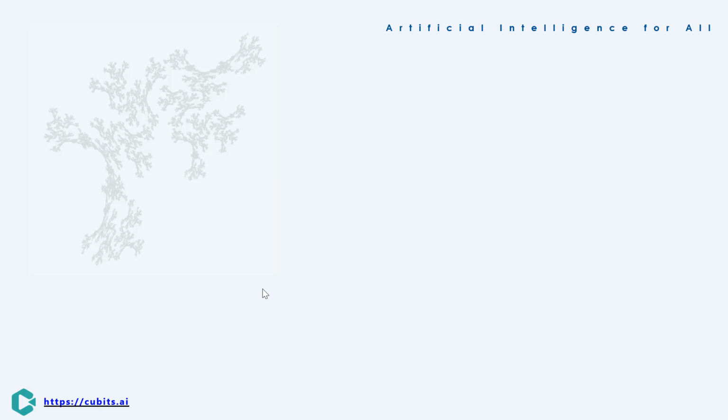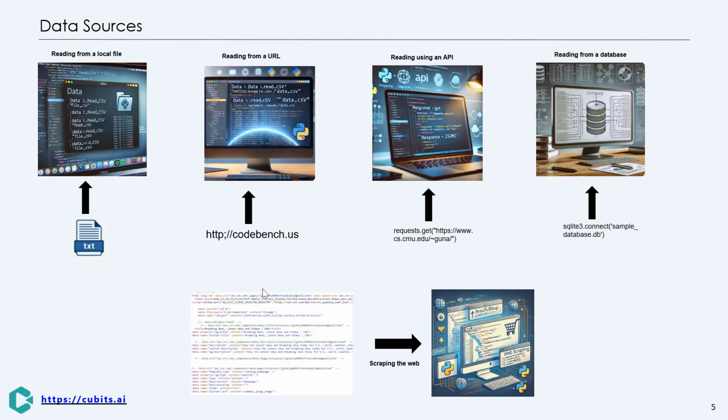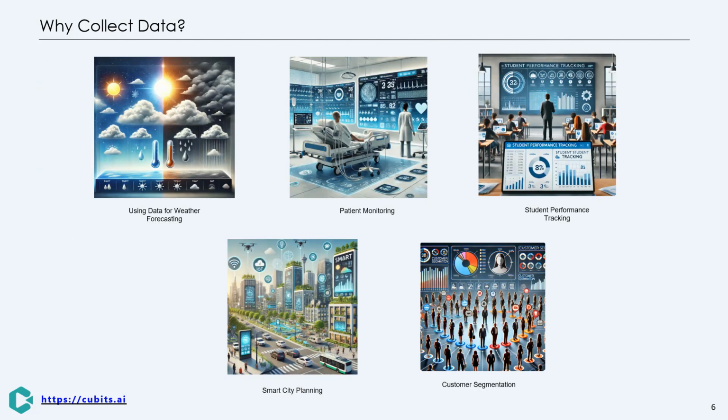Understanding where data comes from is crucial for any data-driven project. In this video, we'll explore various ways to load data into Python, including from local files, URLs, APIs, databases, and web scraping. By the end, you'll have a solid foundation for accessing and using different data sources in your projects. Remember, it's important to know what you want to do with the data before deciding how to get it.